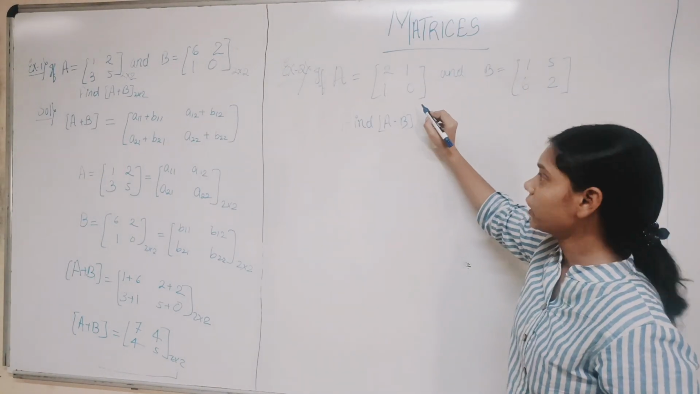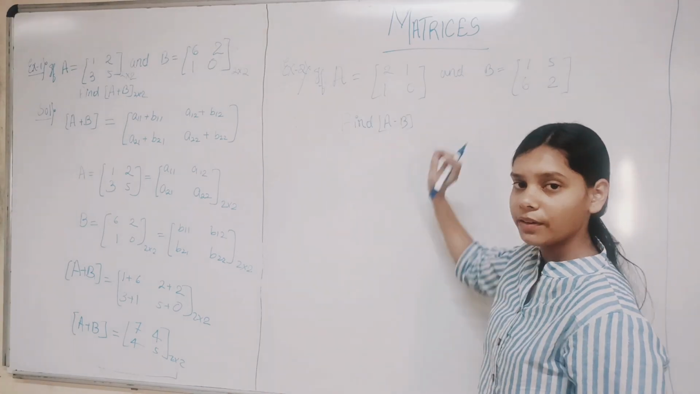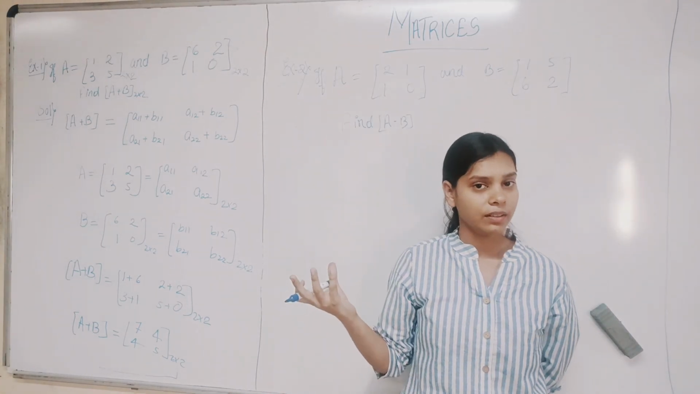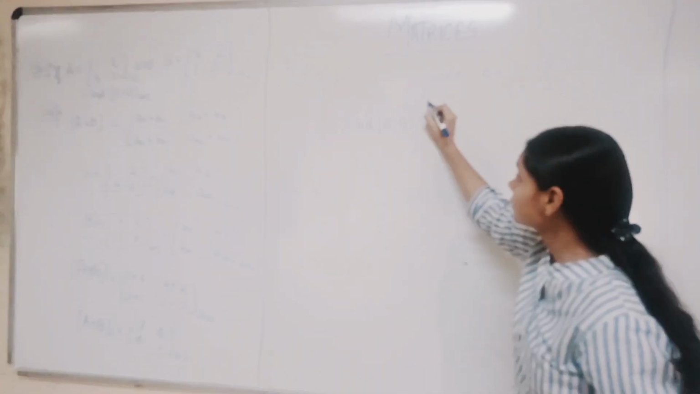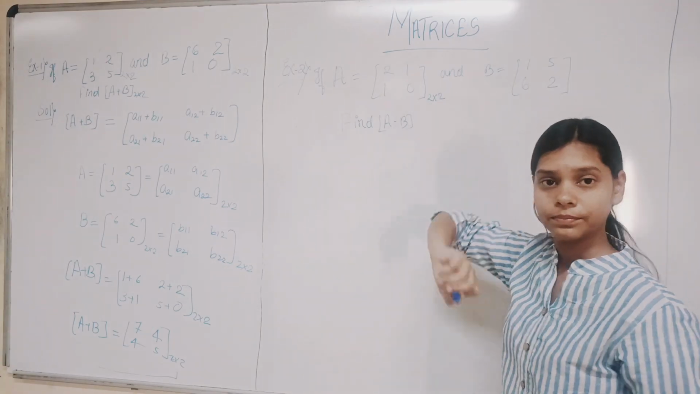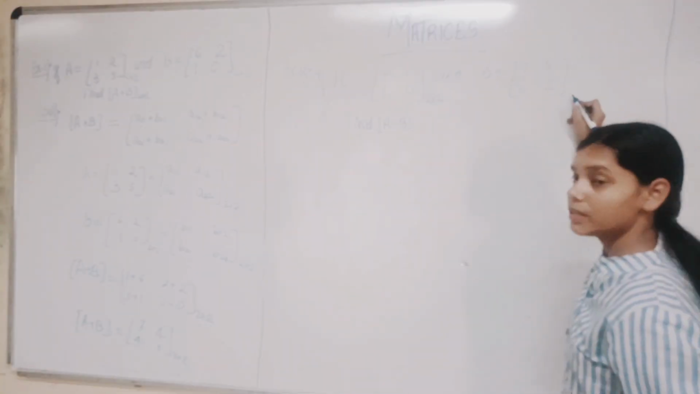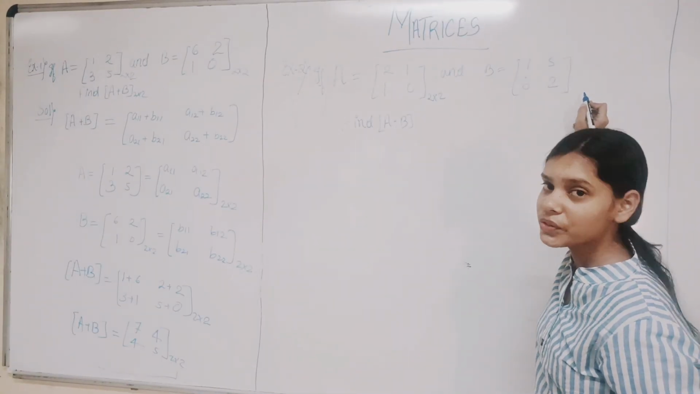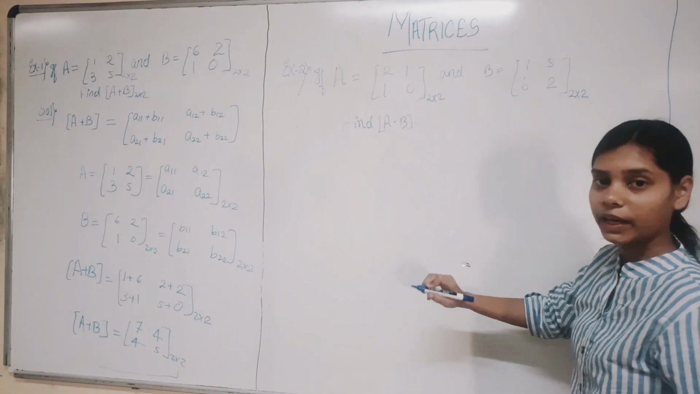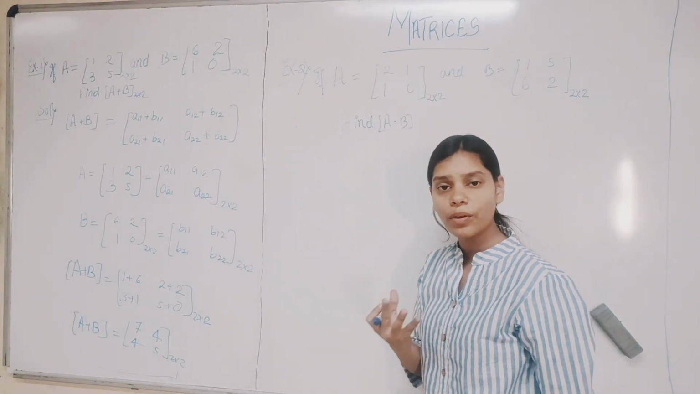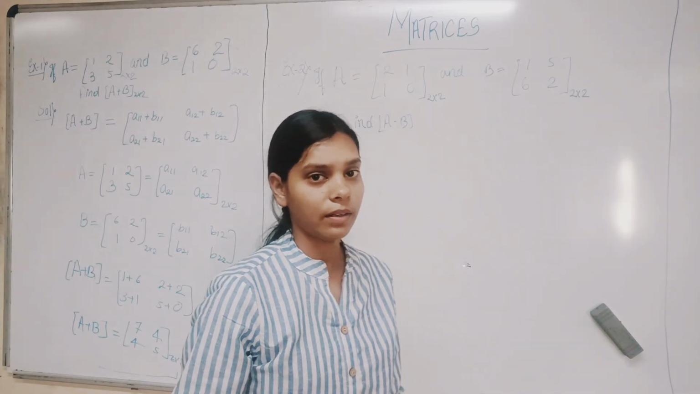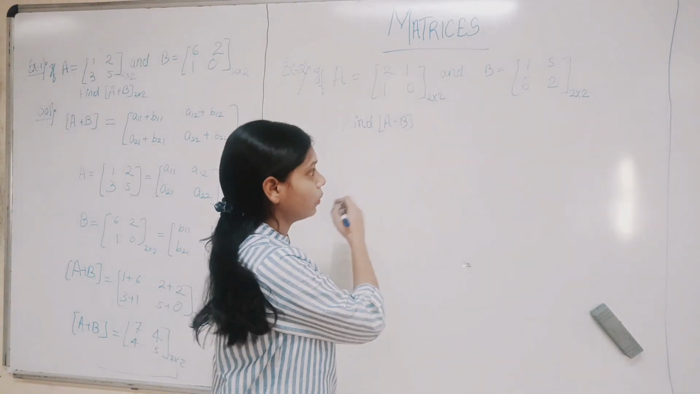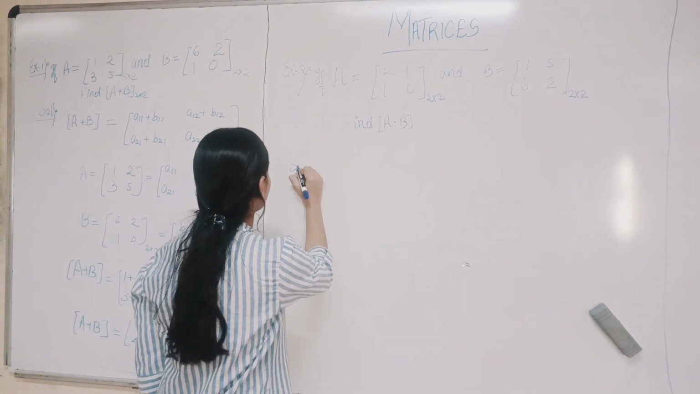Tell me everyone, what is the order of this matrix? I already discussed this in lecture number 1. Exactly, this is 2 cross 2. And this matrix is also of order 2 cross 2. Now the question arises how we find the subtraction of these matrices. So concentrate here.